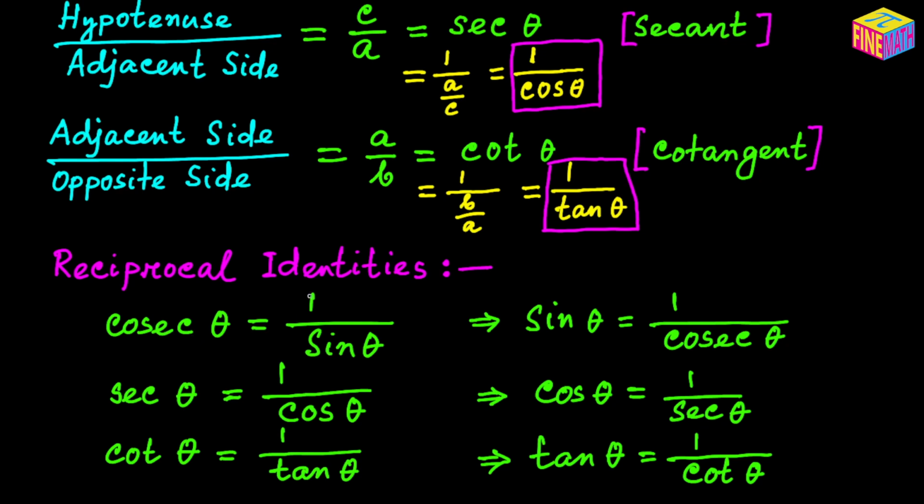So cosec theta will be 1 by sin theta. Similarly, sin theta will be 1 by cosec theta. Sec theta will be 1 by cos theta. Similarly, cos theta will be 1 by sec theta. And then cot theta will be 1 by tan theta. Similarly, tan theta will be 1 by cot theta.